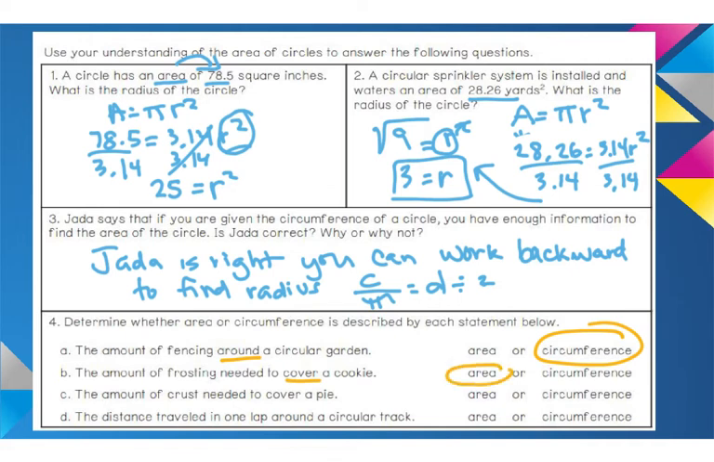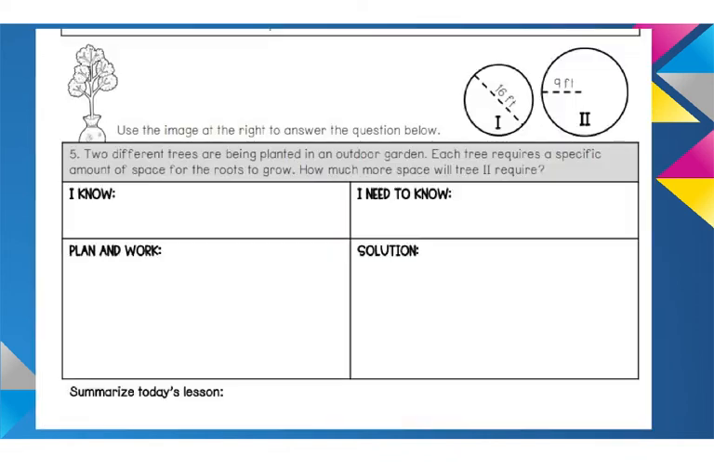Letter C, the amount of crust needed to cover a pie. Keyword again dealing with the area. And the last one, the distance traveled in one lap around, would be circumference. I actually had a student that mentioned that circumference is essentially the perimeter of a circle. So you could think of it that way. When you're talking about around something, you're referring to the perimeter, which deals with the circumference.